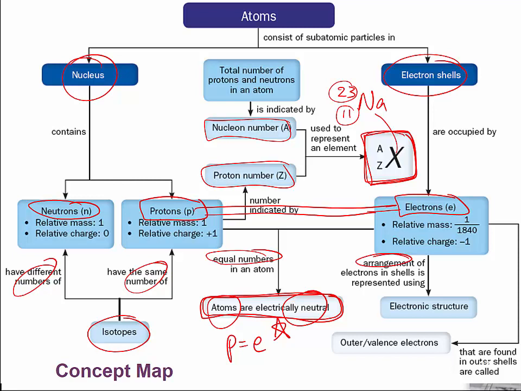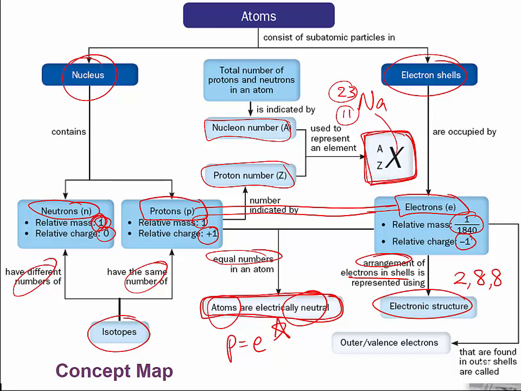And the arrangement of electrons in the shells is called electronic structure. Take note, the first shell is maximum 2, second shell maximum 8, third shell maximum 8. Also take note of the special properties of the proton, neutron, electron. Neutron has a mass of 1 and a relative charge of 0. Proton has a relative mass of 1 and a charge of plus 1. And electron has a very, very tiny mass, which is 1 over 1840, with a charge of minus 1.